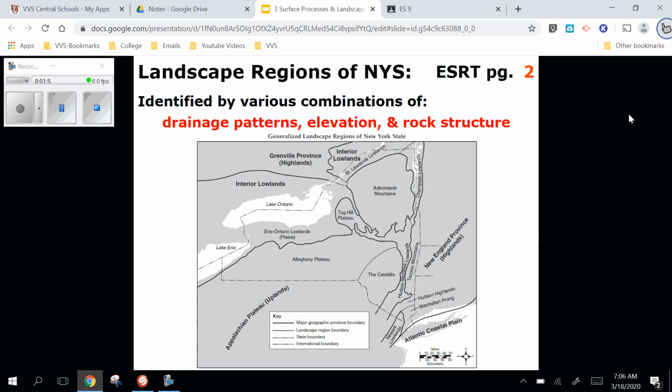And we separate all those landscape regions out by looking at drainage patterns. What do the river systems look like? What are the different elevations that we have, the changes in elevations, and again, the bedrock structure? What does the rock look like in our state? All right. So if you take a look at this map real quick.